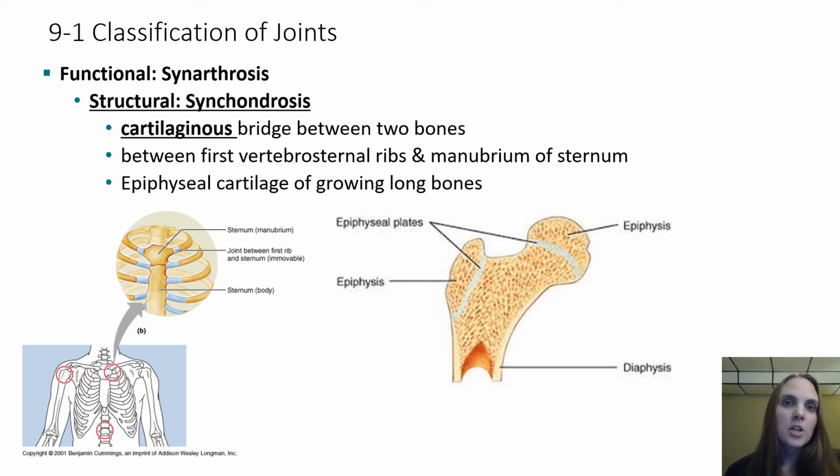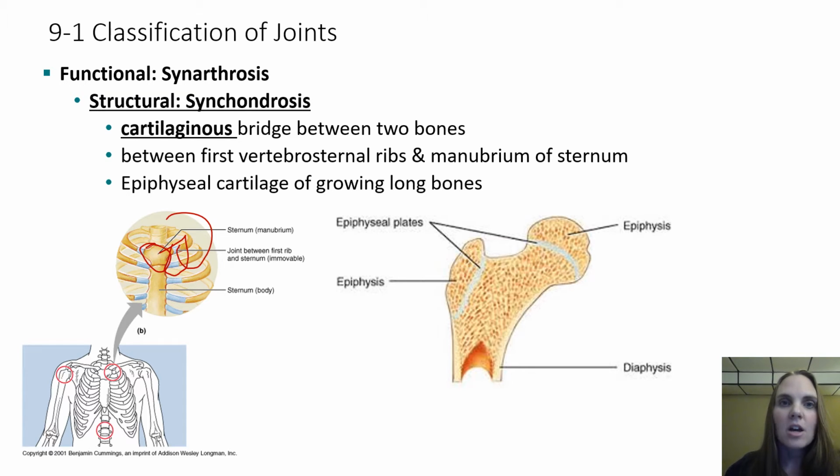Then we have our synchondrosis. The synchondrosis is a rigid cartilaginous bridge between two bones. In places we find this is between the first vertebrosternal ribs and the manubrium of the sternum. And you can see that here in the picture on the right. So here is the manubrium, and these are our first vertebrosternal ribs, and in blue is that synchondrosis, that connection between those two, fibrous connection, cartilaginous connection.